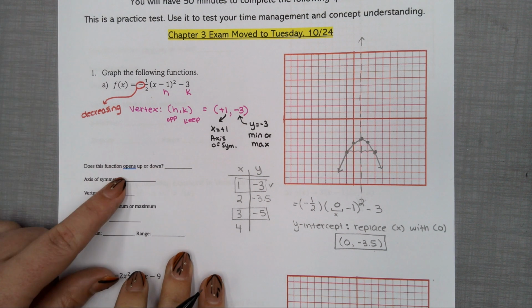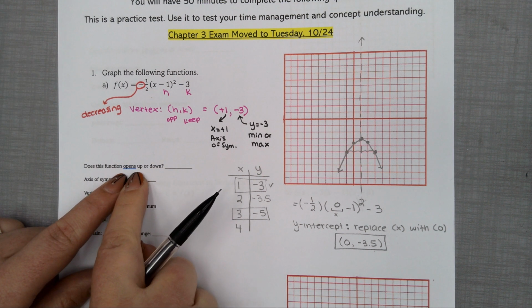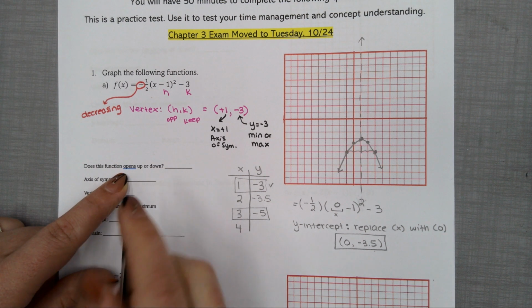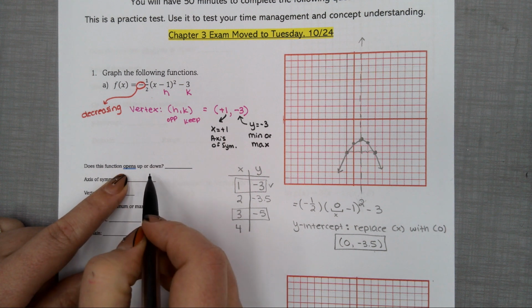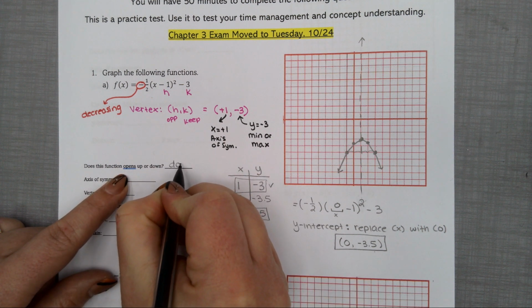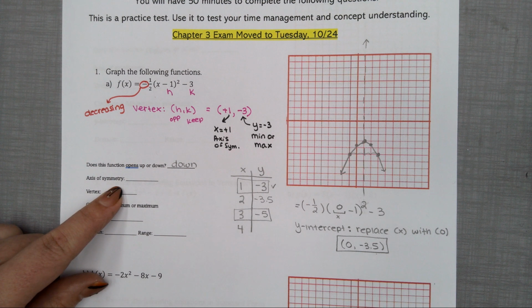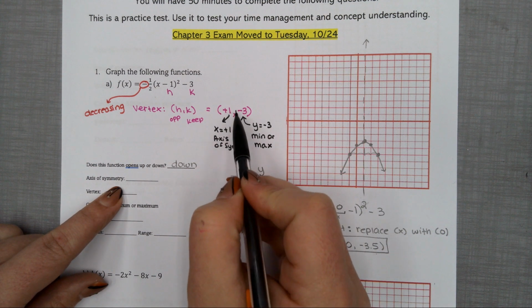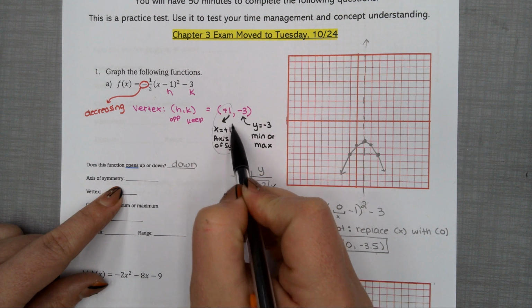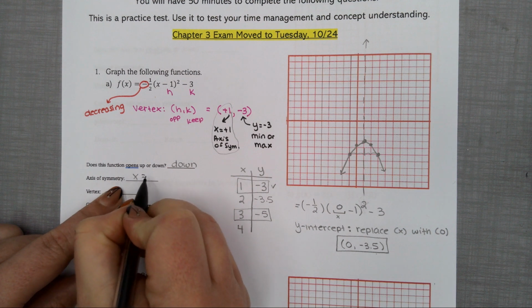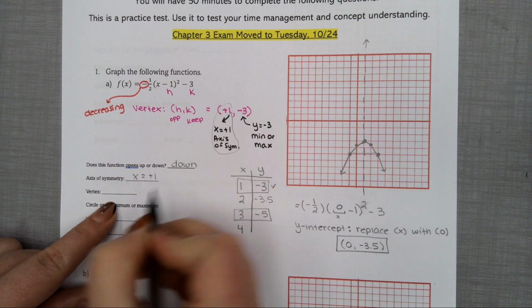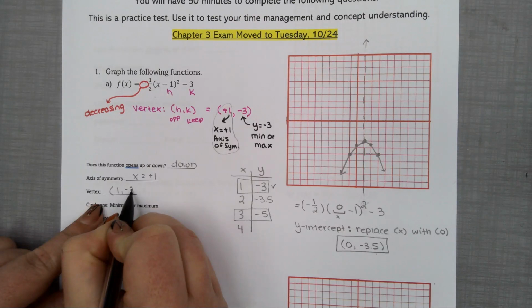So let's go ahead and answer some questions. Microsoft over here calling me out for that typo. Don't worry about that. Does this function open up or down? Well, it opens down. What is the axis of symmetry? Remember, axis of symmetry comes from your x value. So we have x equals positive 1. Your vertex was at 1, negative 3.